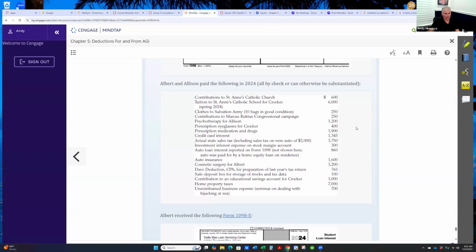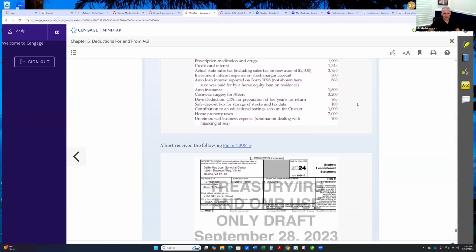Let's go back to the textbook. Home property taxes, we've entered that in. Unreimbursed business expenses. There was a seminar dealing with hijacking at sea, and that would not be considered a deduction. Unreimbursed business expenses are not a deduction. It used to be back in 2017, but no longer is. Having said that, the state of California would still consider that to be a deduction, maybe depending on how much you have in total. Okay, so that takes care of all of the deductions listed here.